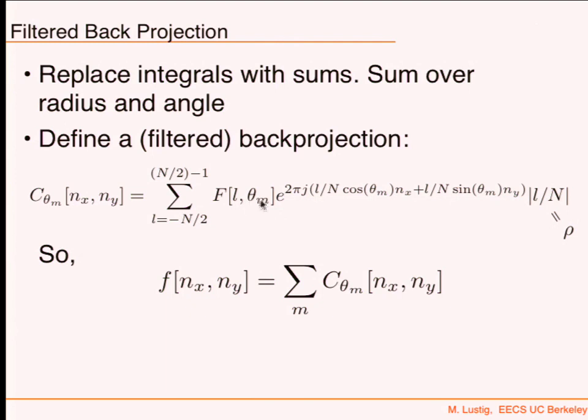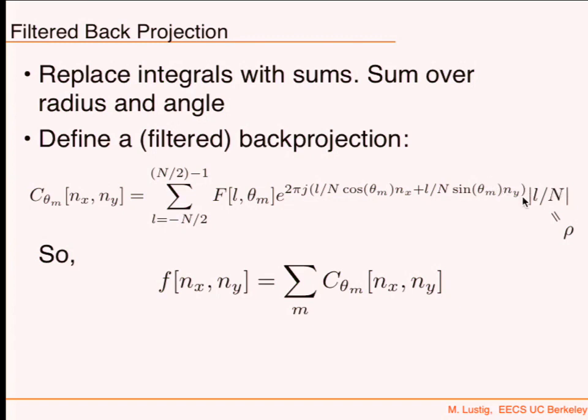F of L comma theta m. What is that? That's really samples of the DTFT of our object. What is this here? This is really the discretization over the thetas, so where I am in the angle and where I am in the radius. And I'm going to make, of course, n samples, so I need to divide by n, because I have only n samples.